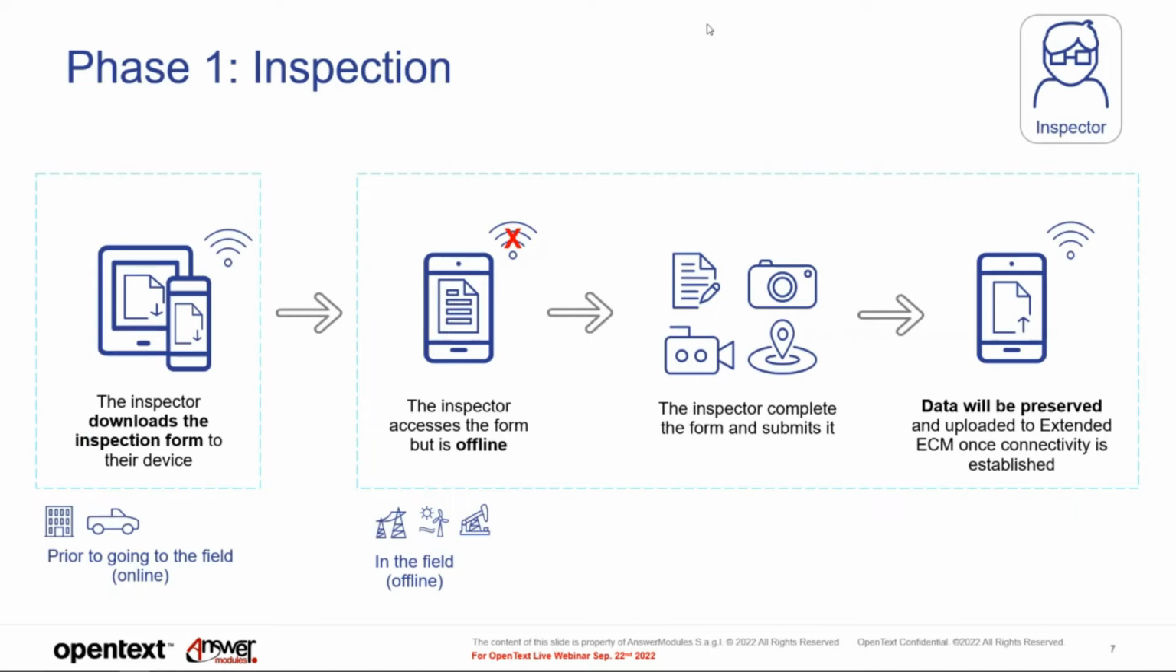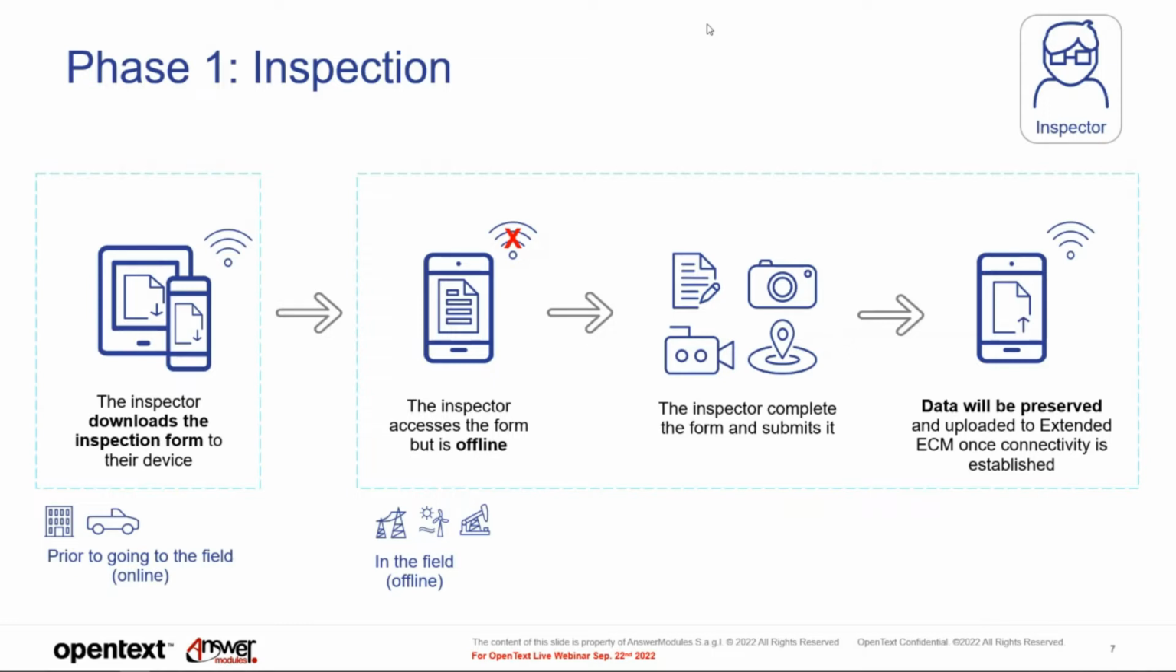Phase one, the actual inspection. So this is where things start. Prior to going out to do an inspection out on the field, while the inspector still has connectivity, so maybe they're in their office, maybe they're on the road grabbing a cup of coffee, what they do is they download the actual inspection form to their mobile device.